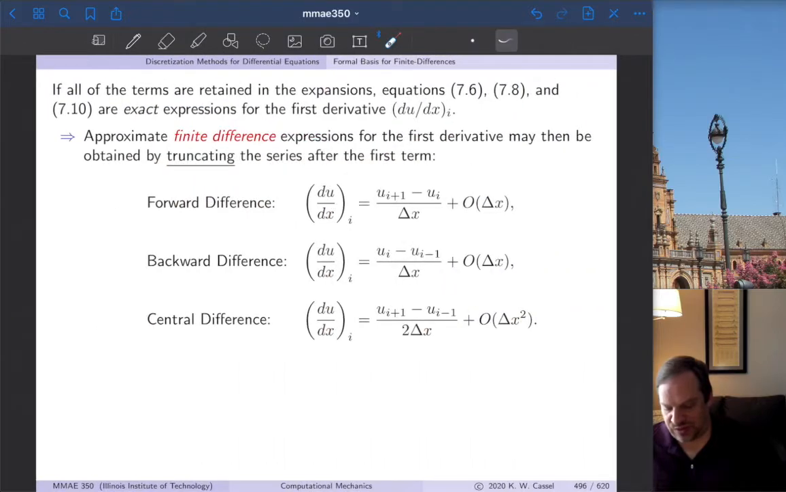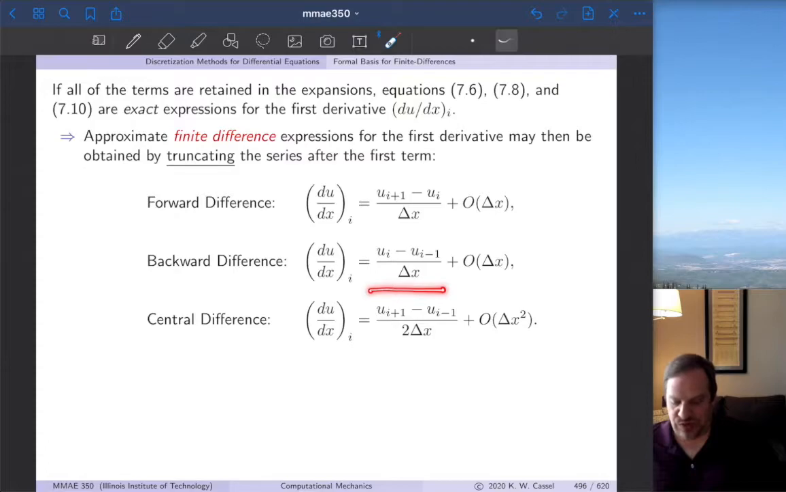So summarizing this, what we have are 3 different approximations for precisely the same thing. All of these are approximations for the first derivative, du dx at x sub i, but they're different. One is called a forward difference. This is exactly the same as the one that we obtained intuitively from the definition of the derivative. This is what we call a backward difference, because unlike the forward difference, which uses the point and the point to the right, now it's the point and the point to the left, so we're looking backwards.